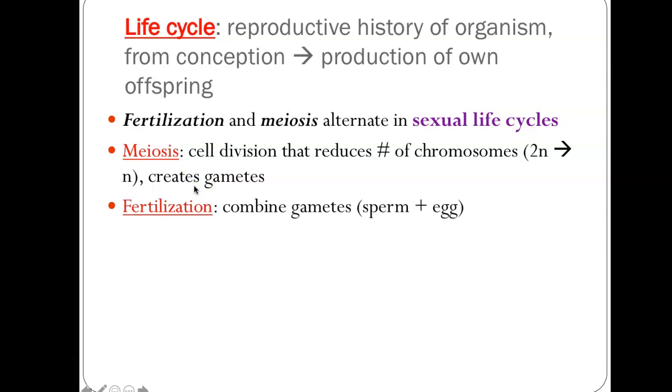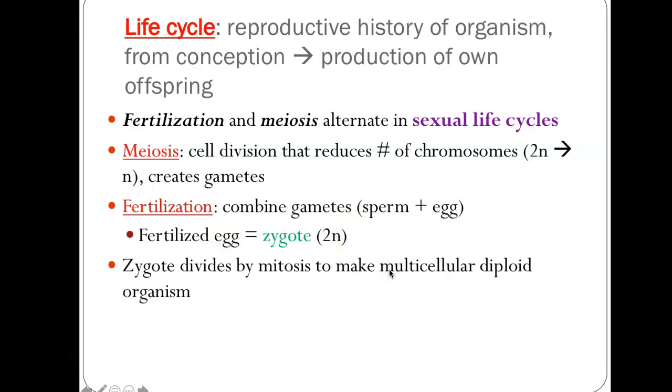And gametes are haploid. Fertilization, I just need you to know the definition: when sperm and egg fuse to form a diploid cell is fertilization. That diploid cell is called a zygote. A fertilized egg is called a zygote. A zygote then divides by mitosis to make a multicellular diploid organism.